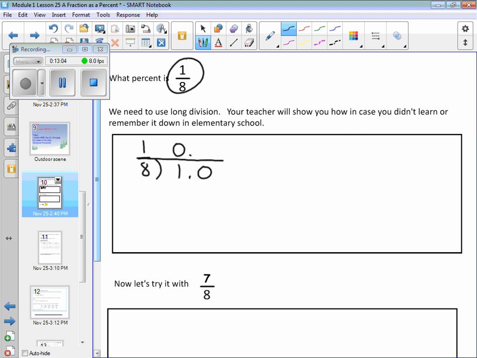8 goes into 10 how many times? Once. What is 8 times 1? 8 times 1 is 8. We have a remainder of 2. We are not done. When it comes to decimal world, you've got to go to termination or repeating decimal. What do I have to do? I've got to add a 0, drop a 0. This is about 8 into 20. What is 8 times 2?